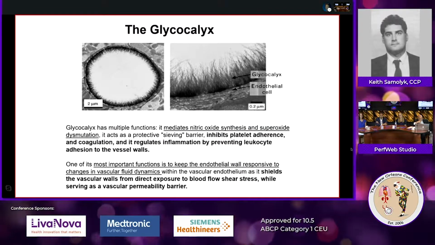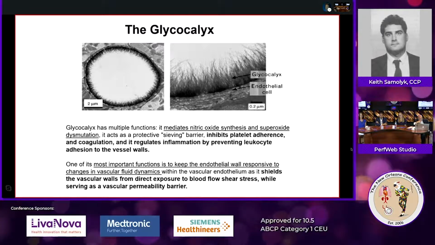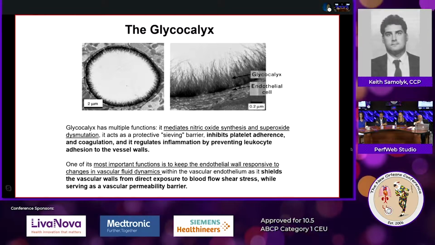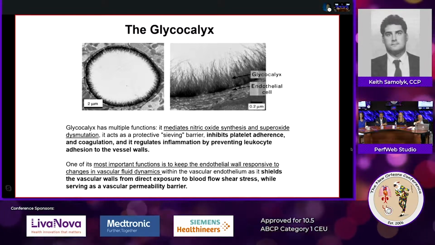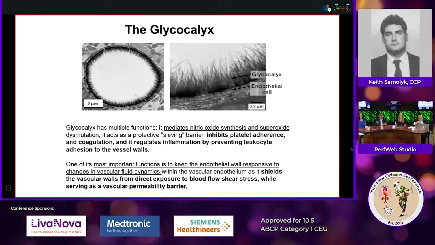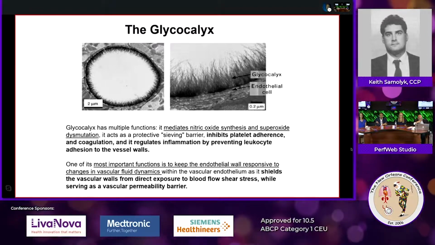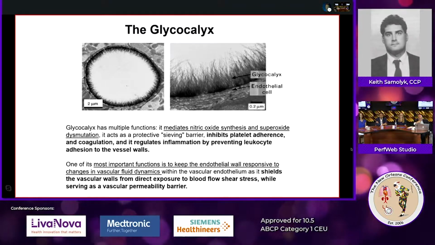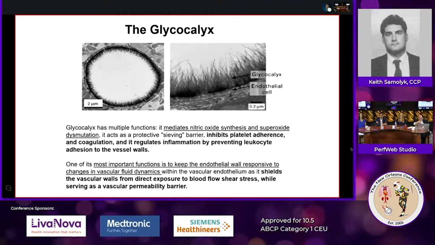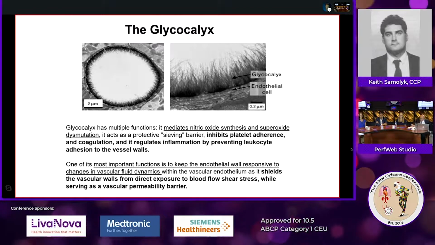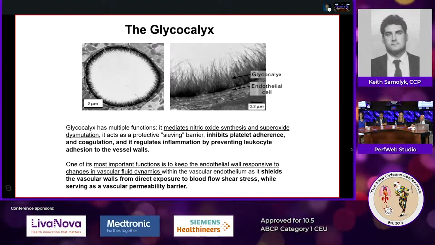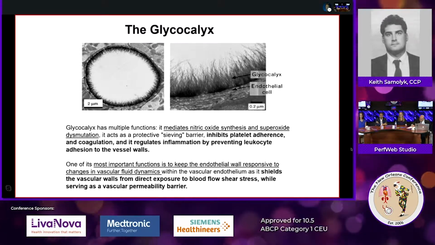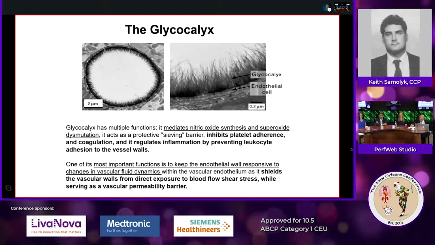There's one looking straight down the middle. There's another one on the right. It inhibits platelet adherence and coagulation, and it regulates inflammation by preventing the leukocytes adhering to the vessel walls. It shields the vascular walls from direct exposure to blood flow and shear stress. Basically, that's what you want. Shear stress is what sloughs it off. But again, it's a vascular permeability barrier.